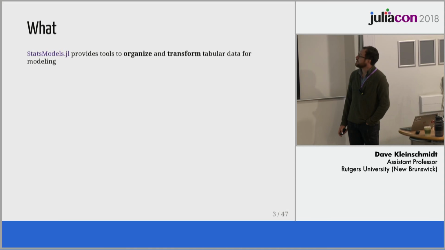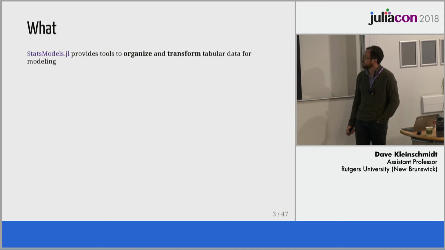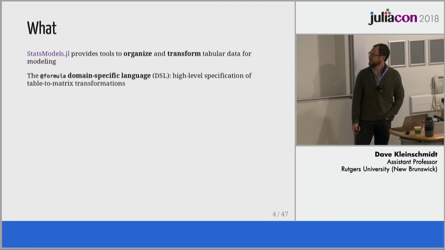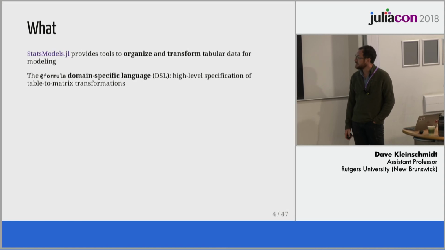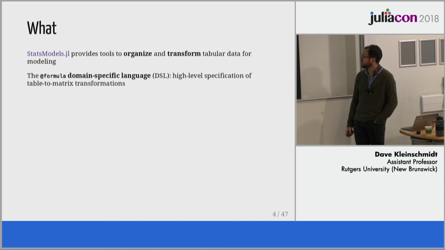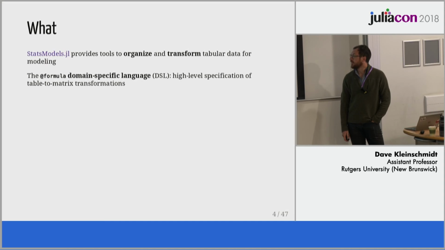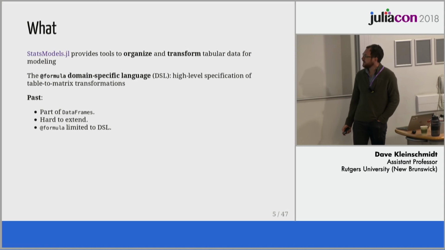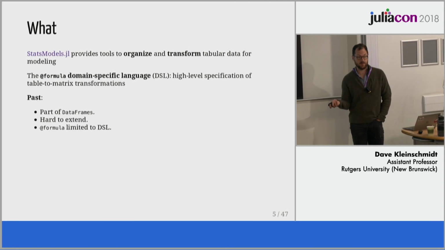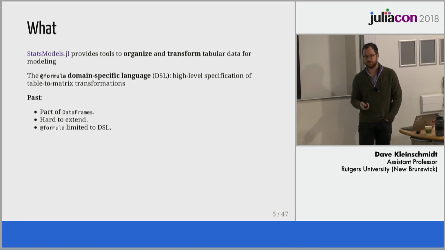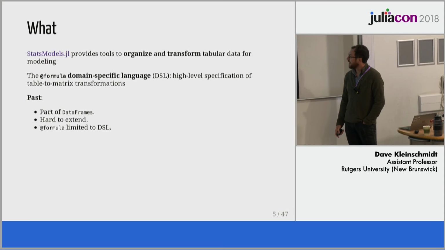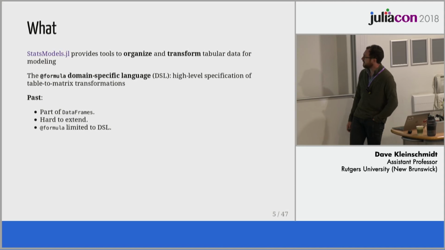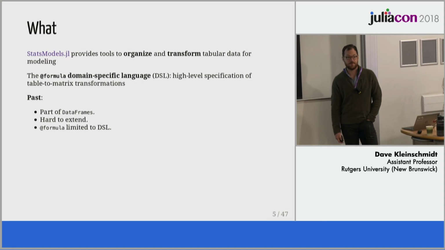So that's what this is about. The package I'm talking about here is called StatsModels.jl, and in my opinion, one of the main things that this package provides is the formula macro, which is a domain-specific language that provides high-level specifications of table-to-matrix transformations. In the distant past, this is borrowed basically from R. If you have done any R coding and run regression models or any other sort of analysis in R, you're familiar with this language. It's tildes.